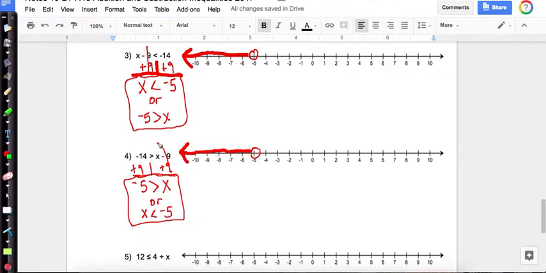And notice 3 and 4 are the exact same problem, only it's written differently. Here it says x minus 9 is less than negative 14. Here they read it backwards and rewrote it: negative 14 is greater than x minus 9. So my point is, both of these are correct answers. Negative 5 is greater than x, or x is less than negative 5. Please know how to write both. I'm not going to write both anymore unless it's written backwards in the first place. So let's see what happens with 5 and 6.